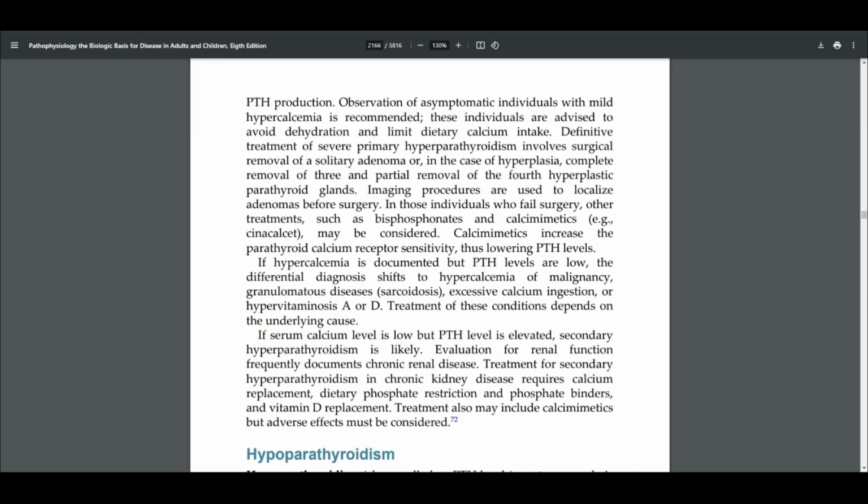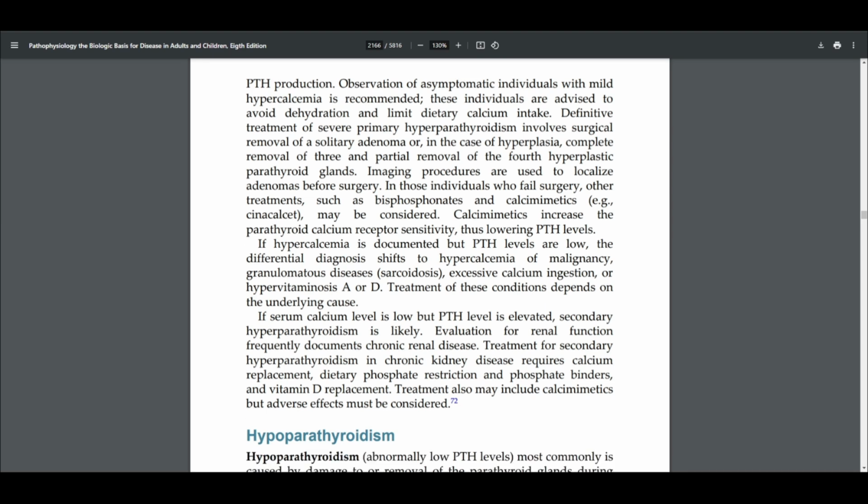Definitive treatment of severe primary hyperparathyroidism involves surgical removal of a solitary adenoma, or, in the case of a hyperplasia, complete removal of three and partial removal of the fourth hyperplastic parathyroid gland. Imaging procedures are used to localize adenomas before surgery. In those individuals who fail surgery, other treatments, such as a bisphosphonate and calcimimetics, may be considered. Calcimimetics increase the parathyroid calcium receptor sensitivity, thus lowering PTH levels.